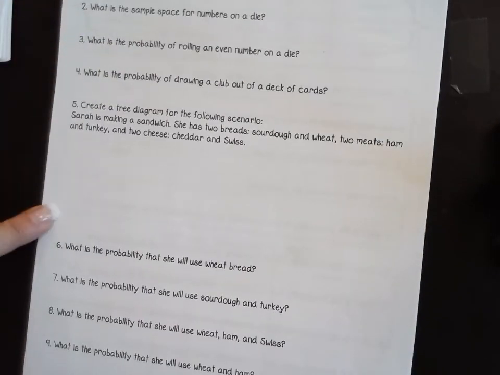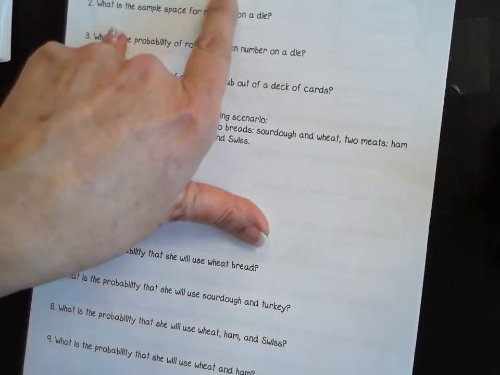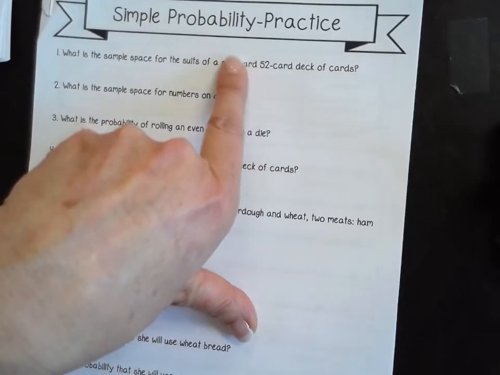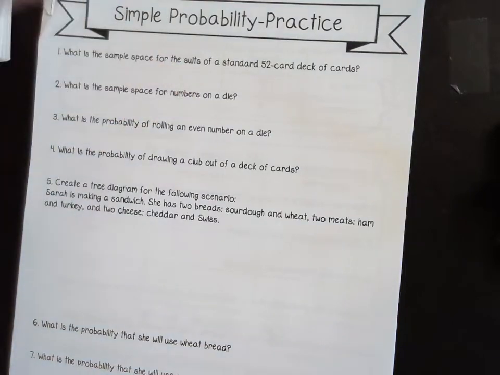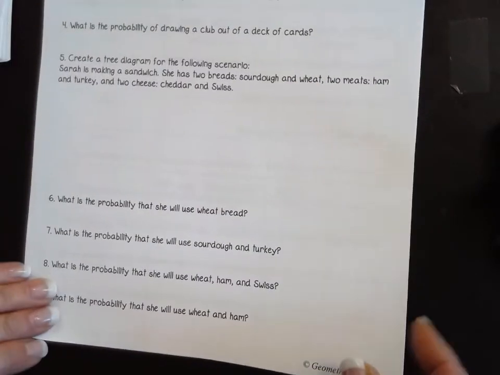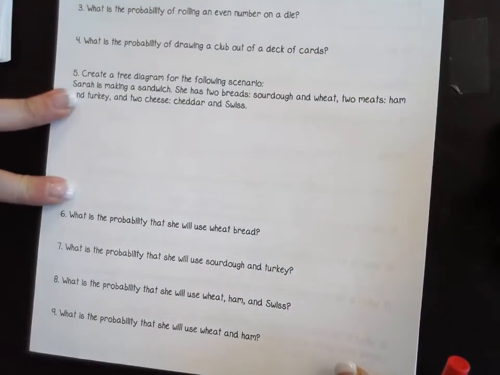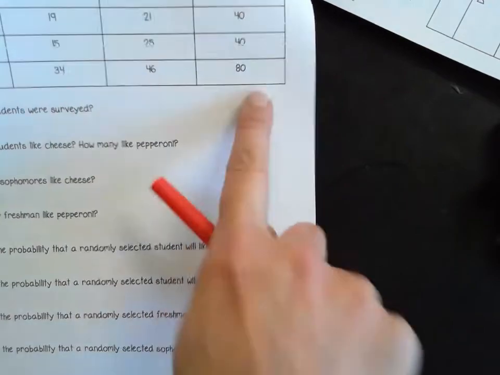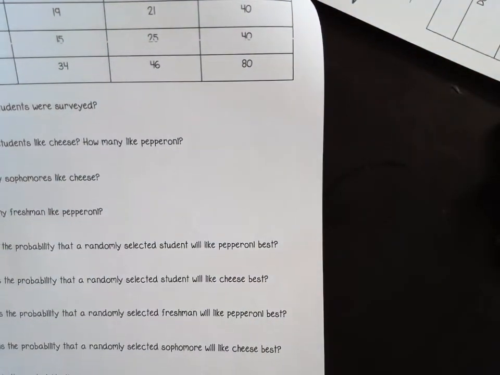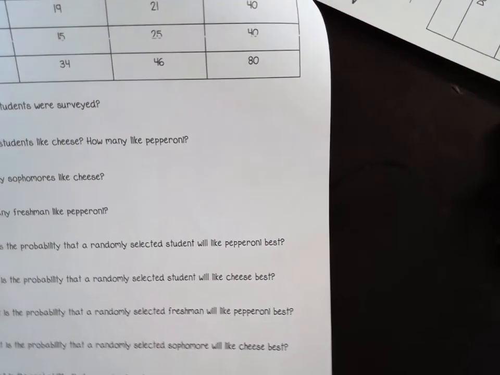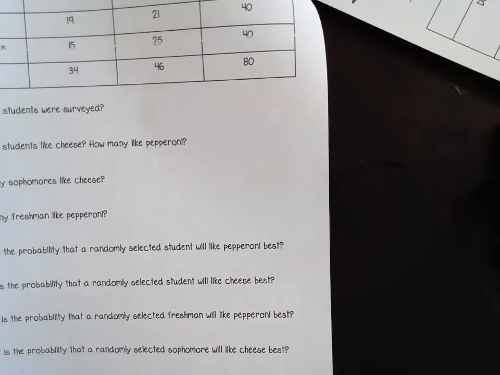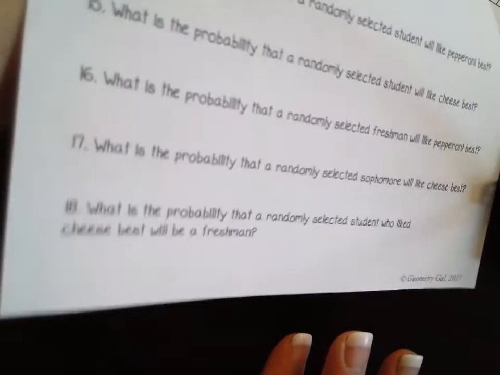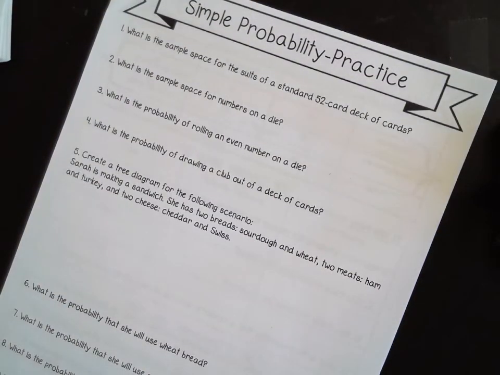All right, practice problems for simple probability. You're going to do your tree diagram. Don't forget all the information for the deck of cards that I gave you yesterday. All right. This is the sandwich tree diagram. And then you're going to fill it. We even did the totals for you. So you're just going to find your probabilities. All right. Easy peasy. Lemon squeezy. Love it.